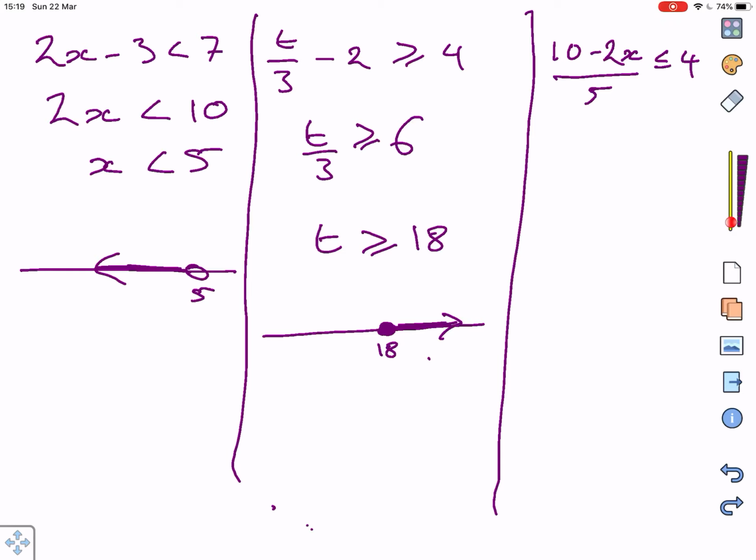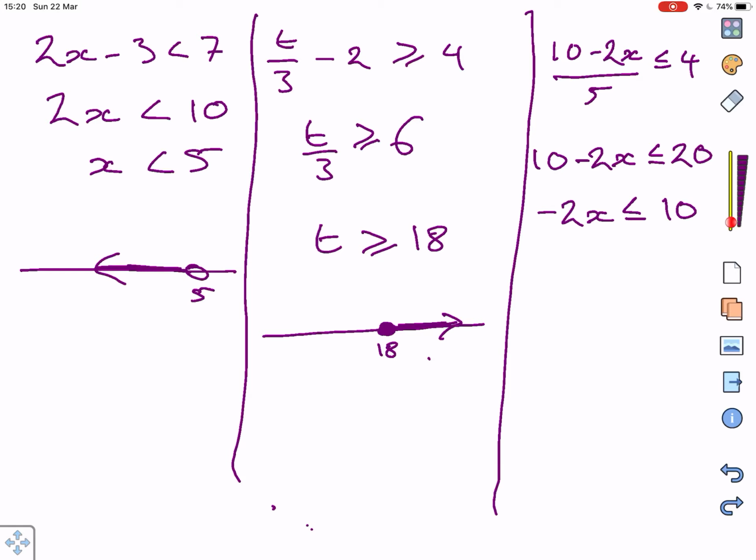Now we've got a fraction here. The left-hand side, 10 minus 2x all over 5. I need to get rid of that by multiplying both sides by 5. So the left-hand side becomes 10 minus 2x. Sign stays the same. I've had 4, but because I multiplied the left by 5, I've got to multiply the right by 5. So I get 10 minus 2x is less than or equal to 20. I'm going to take 10 away from both sides. So the left-hand side becomes minus 2x. The right-hand side becomes 10. Now I've got negative 2x is less than or equal to 10.